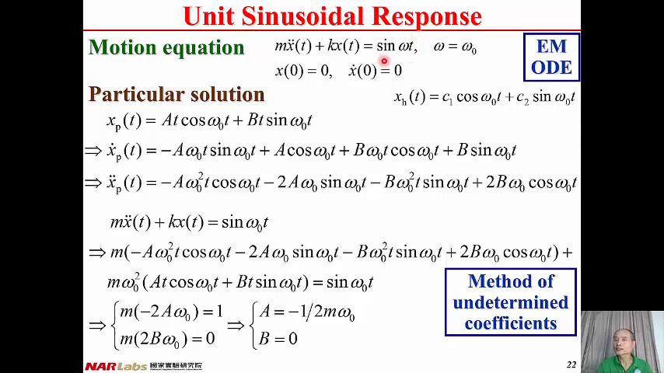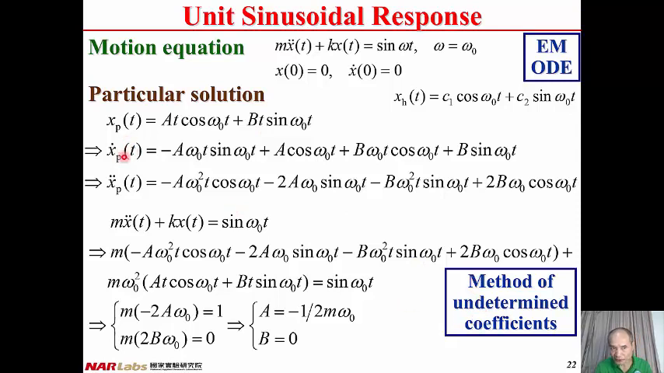Even though the forcing part is sine omega t and omega equal to omega 0, we cannot assign the particular solution to be a cosine omega 0 t plus b sine omega 0 t. In this way, the particular solution would be the same as the homogeneous solution, and we cannot solve for it. Therefore, there's a change here. We assign a t cosine omega 0 t and b t sine omega 0 t instead. Here a and b are coefficients to be determined by the method of undetermined coefficients.